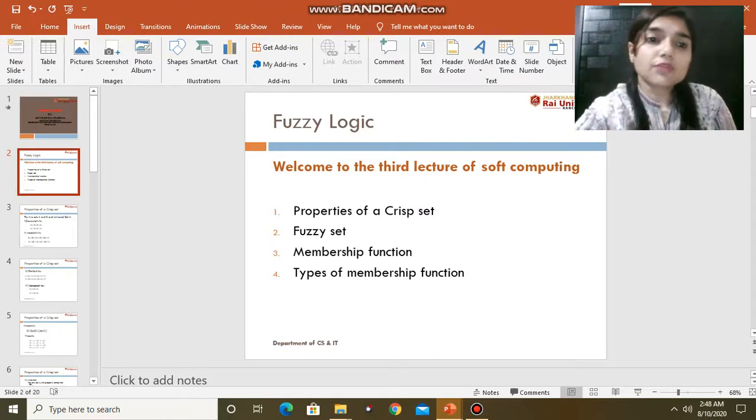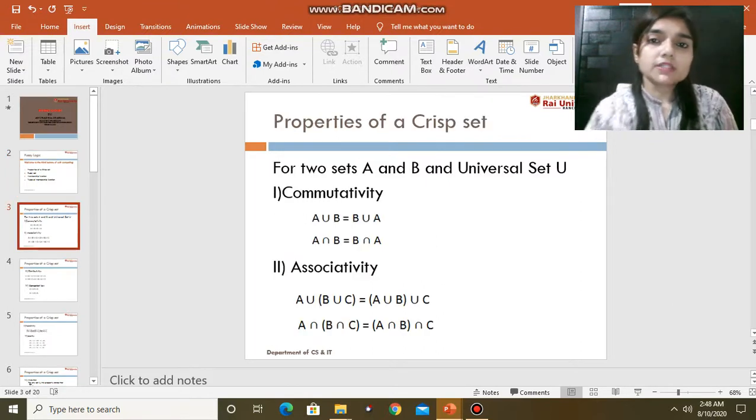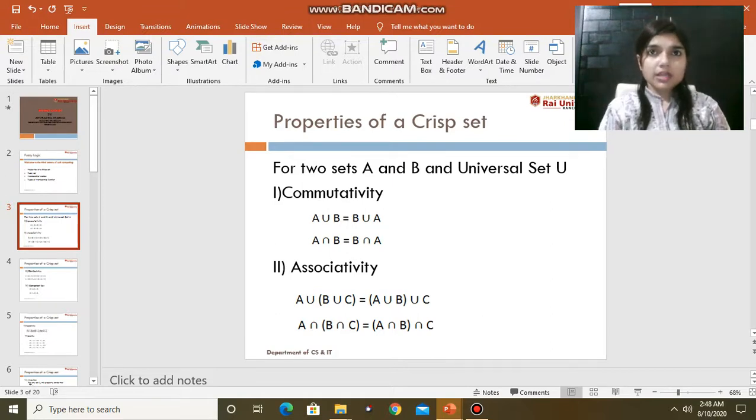So let's start with the properties of a crisp set. If there are two sets A and B and there is a universal set U, then the first property is the commutative property, and it states that A union B is equal to B union A, or A intersection B is equal to B intersection A. This law can be proved using a truth table.